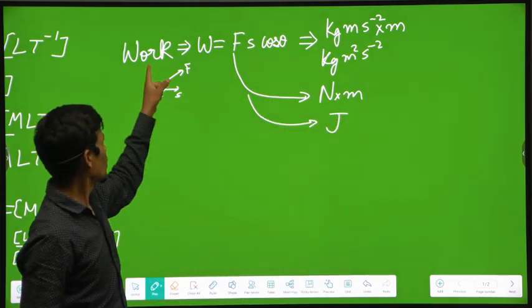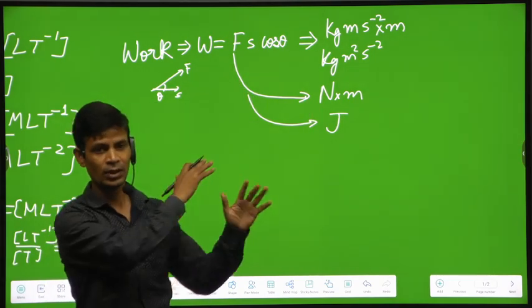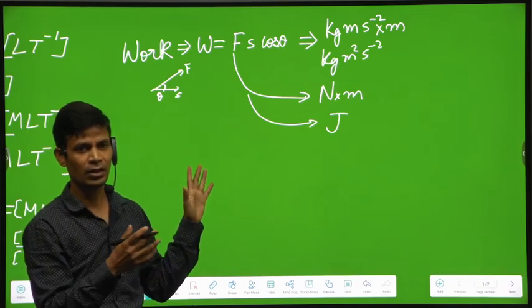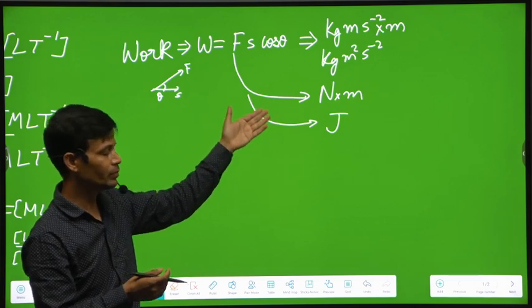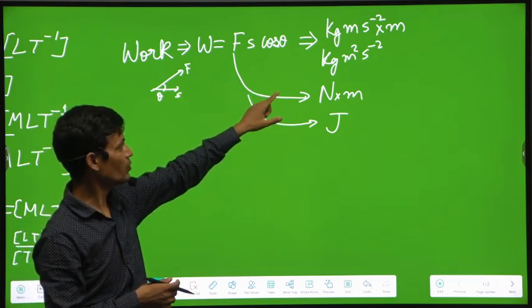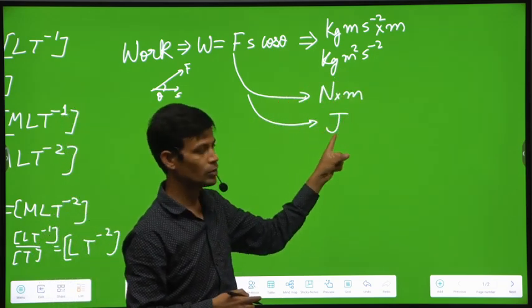So unit of work, SI unit, I'm talking about SI unit. In this entire lecture I'll be using the units in terms of SI units only. So kg meter square per second square, Newton meter, joule.